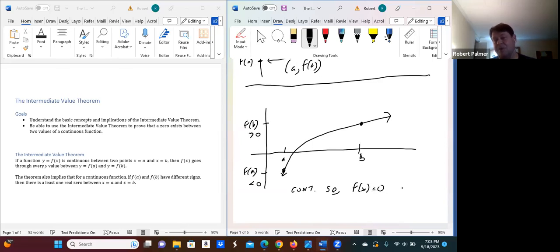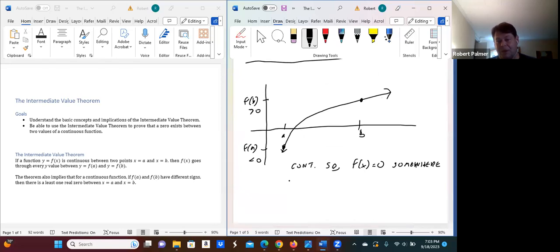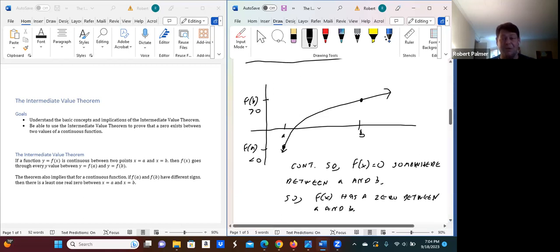f of x equals 0 somewhere between A and B. So f of x equals 0 somewhere between A and B. Somewhere, if it changes signs, either going positive to negative, or the other way, negative to positive, that means it has a 0 somewhere between A and B. It has to equal 0. So f of x has a 0 between A and B. It has to have at least one. It could have more than one, but has at least one.